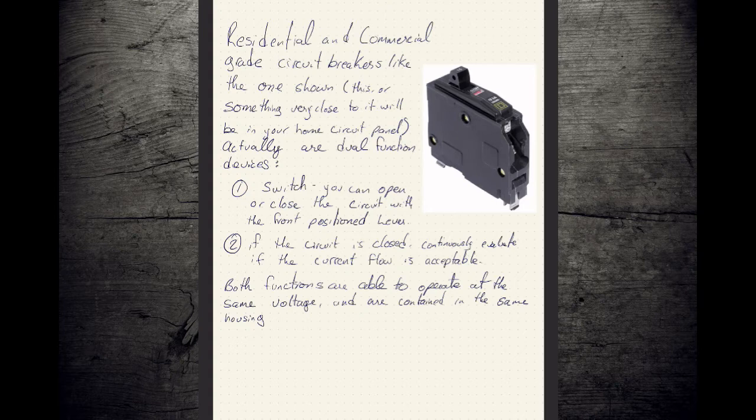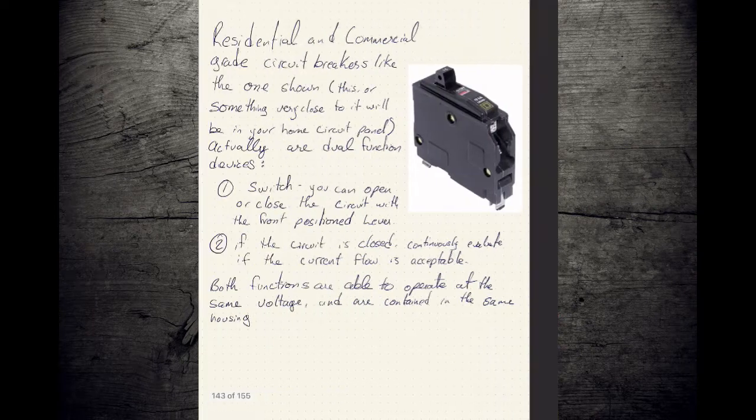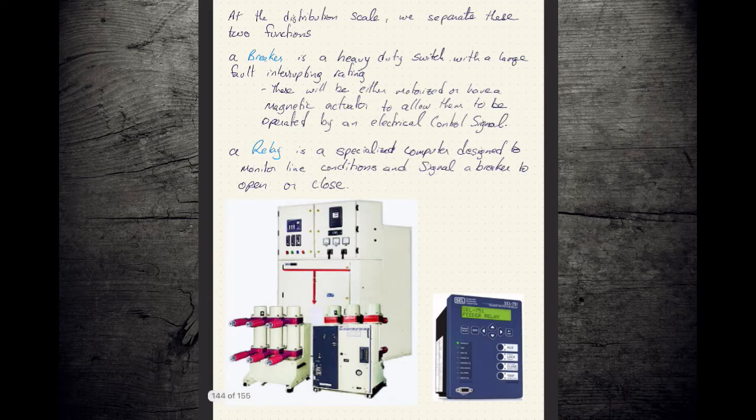When we get to the distribution system, things are a little bit different. When we talk about a breaker from the perspective of the distribution system, in common parlance, when we say, oh, the breaker at the station opened, what we're actually talking about is a combination of a breaker, using proper terminology, and a relay. So whereas the molded unit has both the decision making and the switch in the same housing, we separate those things at the distribution scale.